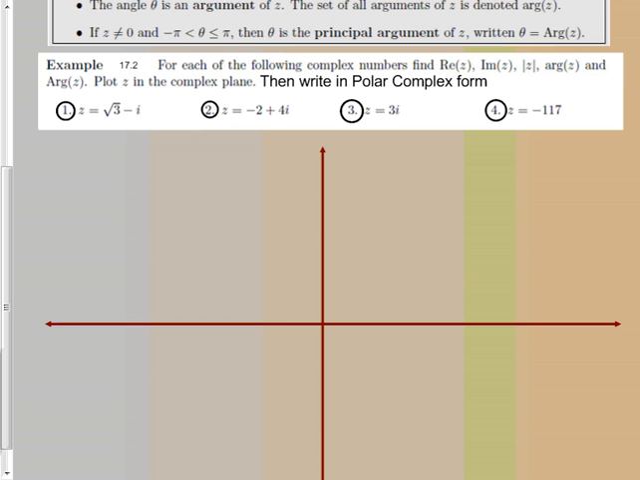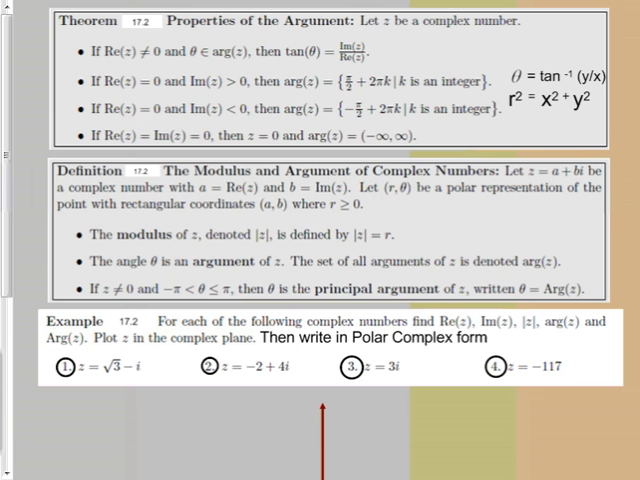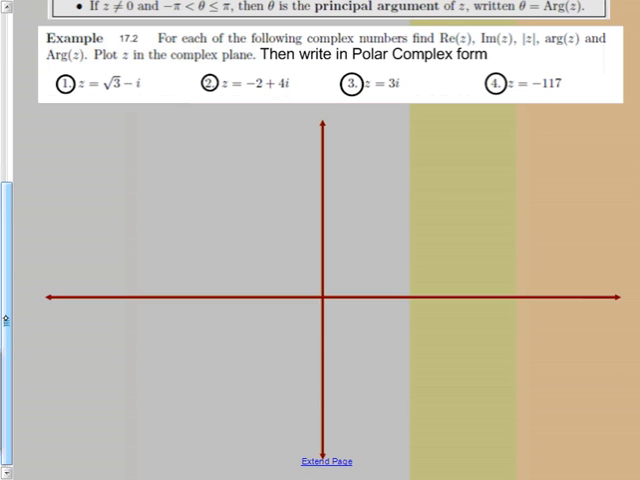Okay, so today is 17.2. If you want the big today sign, it's right there. And we are converting rectangular complex form to polar complex form. Piece of cake. All right, first of all, find this slide right here.